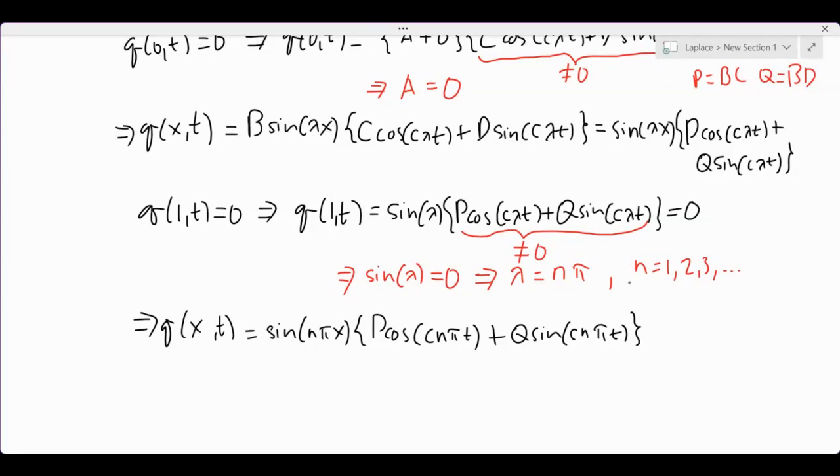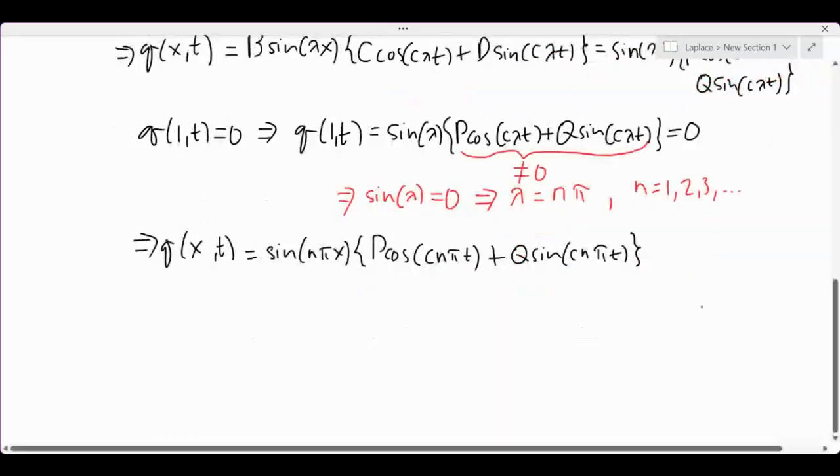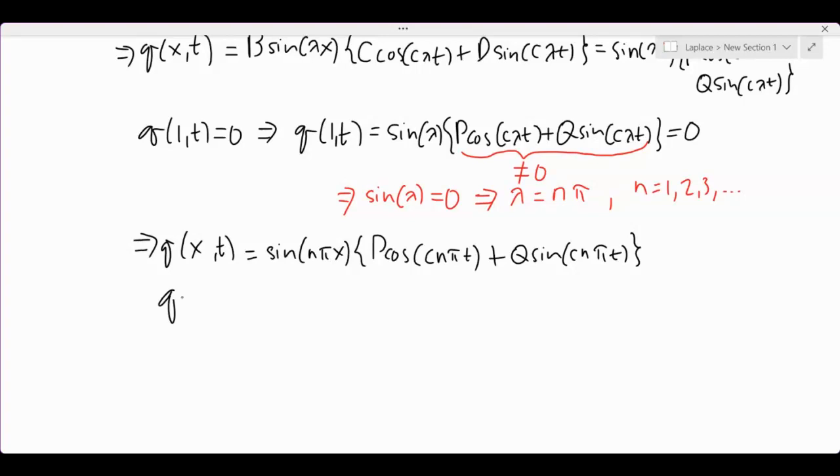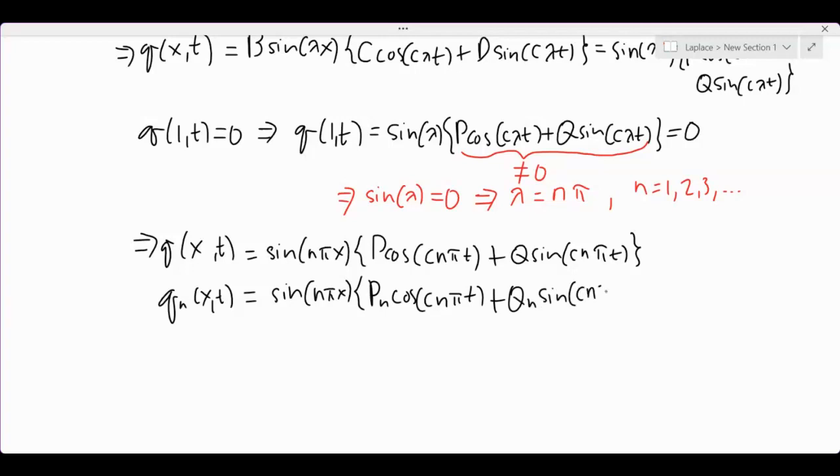Now, because this function is dependent on the value of n, and for every value of n this function is a solution to the differential equation or the wave equation, we can index the solution to become q sub n of x t equal to sine of n pi x times p sub n cosine c n pi t plus q sub n times sine of c n pi t.